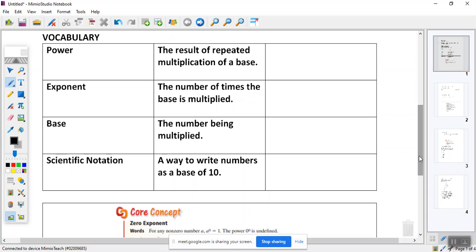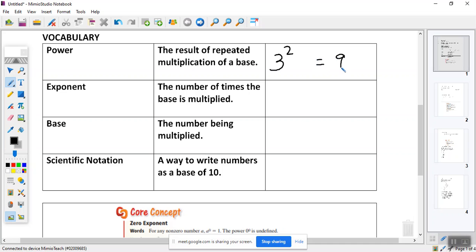Power. What's vocabulary power mean? What's it say up here, kids? Yep, the result of repeated multiplication of a base. So let me put this up here. If I put up here 3 to the 2nd power like this, 3 to the 2nd power is like the whole thing. What's that going to equal, guys, by the way? 9. Okay, and 3 to the 2nd power is equal to 9. It's 3 times 3. All right? So it's the result of this right here would be 9. Okay? So I think you get that.